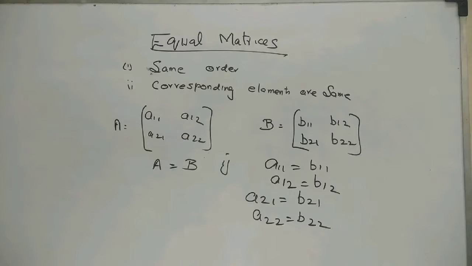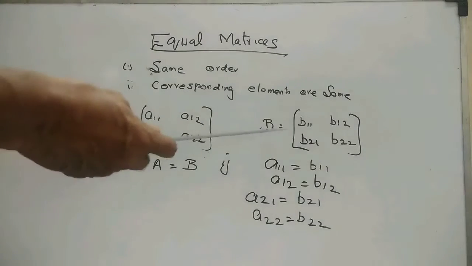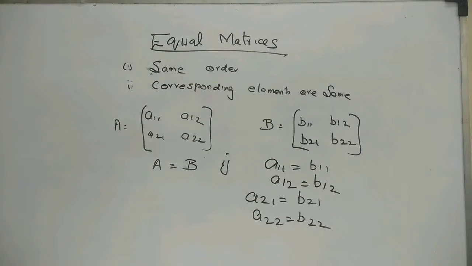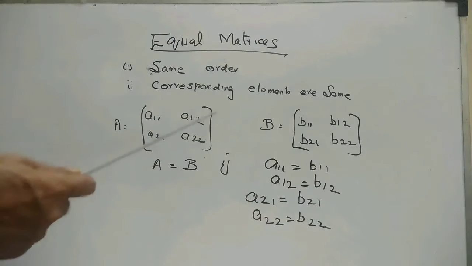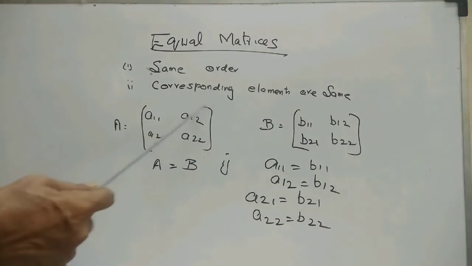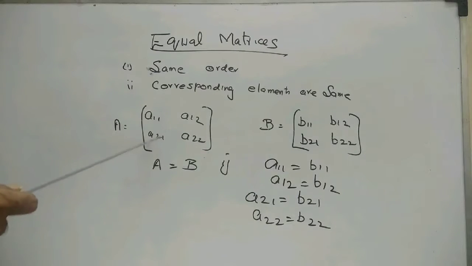Corresponding elements must be the same. What are my corresponding elements? For example, I have written two matrices A and B. So for the A matrix I have put A11, A12, A21, A22, and for the B matrix I have put B11, B12, B21, B22. The order of this matrix is 2 by 2, this is also 2 by 2. And if A must be equal to B, then this corresponding element, the first element, must be equal to the first element in this matrix. A11 should be equal to B11. This element should be equal to this element. That means A12 should be equal to B12. Likewise, A21 should be equal to B21, A22 must be equal to B22. If so, then the matrices are equal.